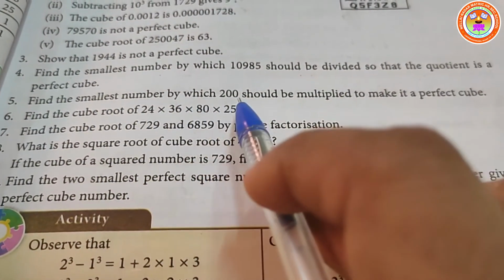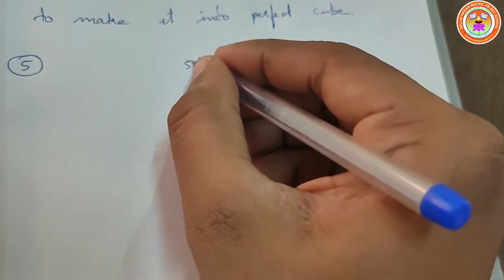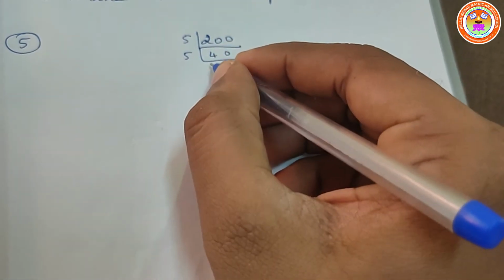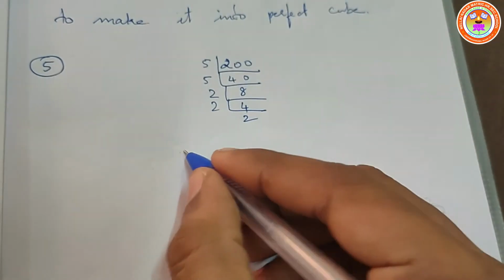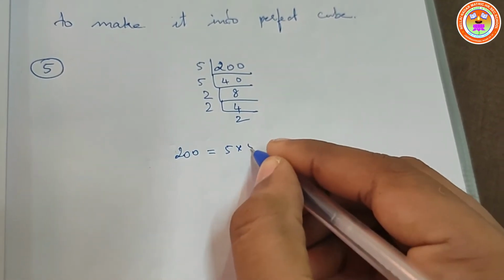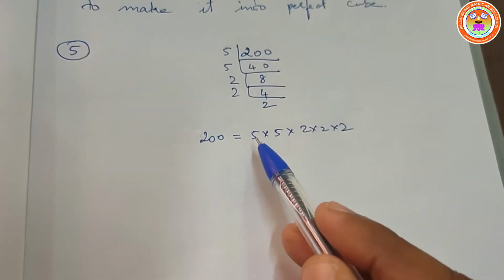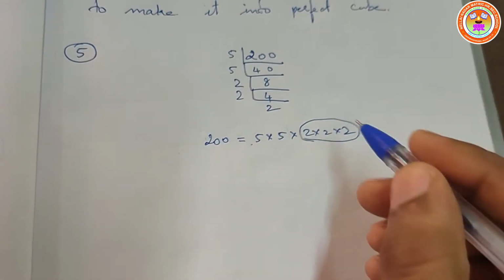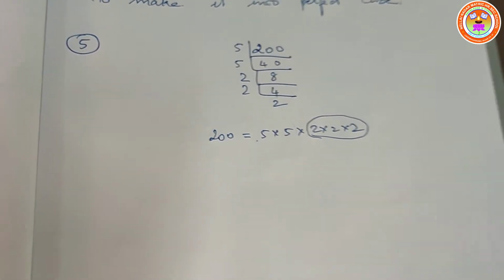Find the smallest number by which 200 should be multiplied to make it into a perfect cube. Here we will go for the prime factorization method for 200. So go for 5, 4 5s are 20, put 0 and one more 5, 8 5s are 40, 2, 4 times, 4 2s are 8, again 2, 2. For 200, we are having 5 into 5 into 2 into 2 into 2. What is the question they asked? What should be multiplied? If you multiply one more 5 here, you will get 3 5s, and already 3 2s are there. So to make it into a perfect cube, we have to multiply with one more 5.